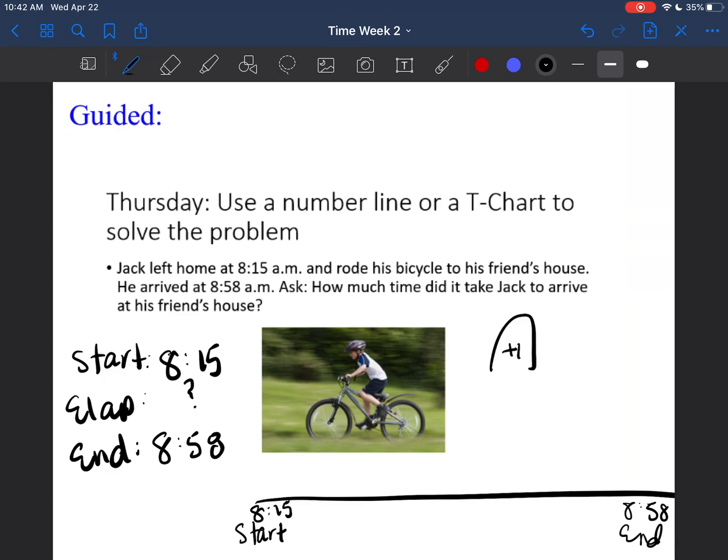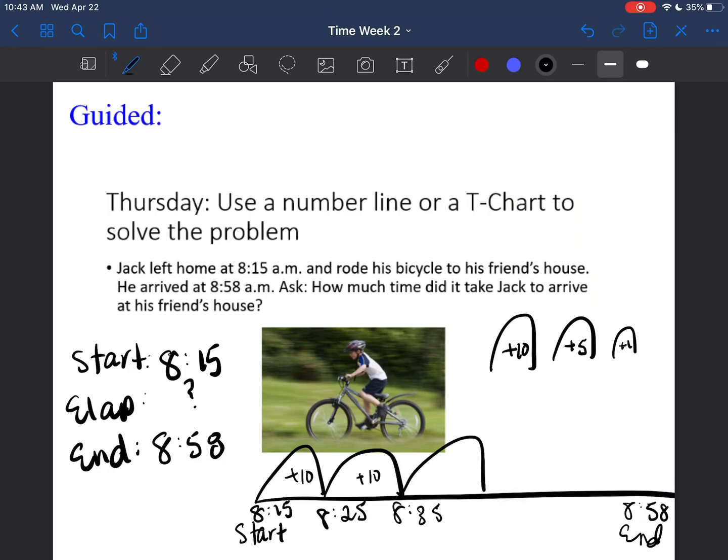I can make jumps of 10, 5, and 1. All right, here we go. 8:15 plus 10 minutes, just because that's easy to count by. 8:25 plus 10 minutes, 8:35. 8:35 plus 10 minutes, 8:45. 8:45 plus 10 minutes, 8:55. Now I need to get to 58. So 55, 56, 57, 58.